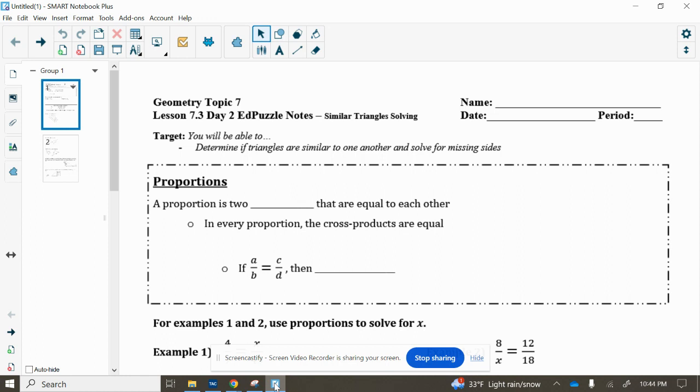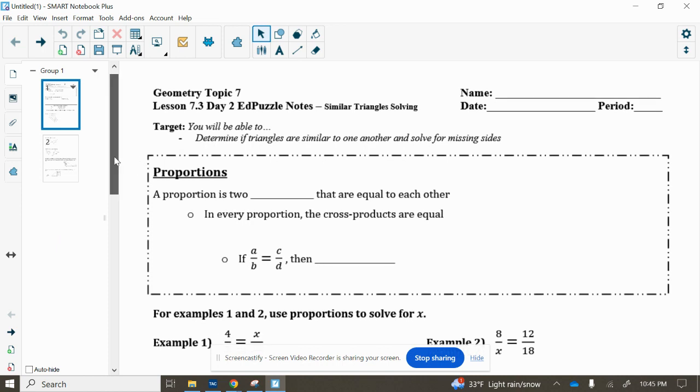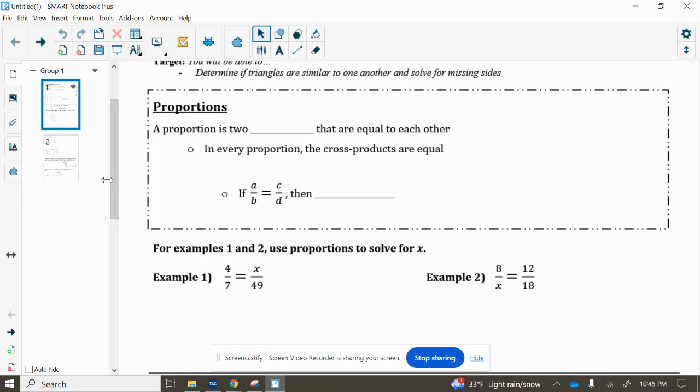Everyone, and welcome to lesson 7.3, day 2. Today we're going to continue talking about similar triangles and using the properties to solve for missing sides and angles.